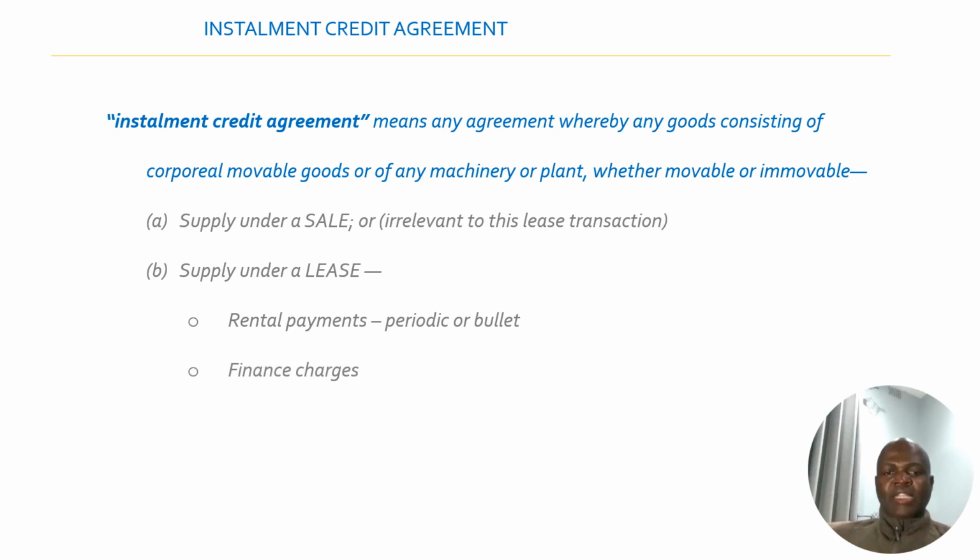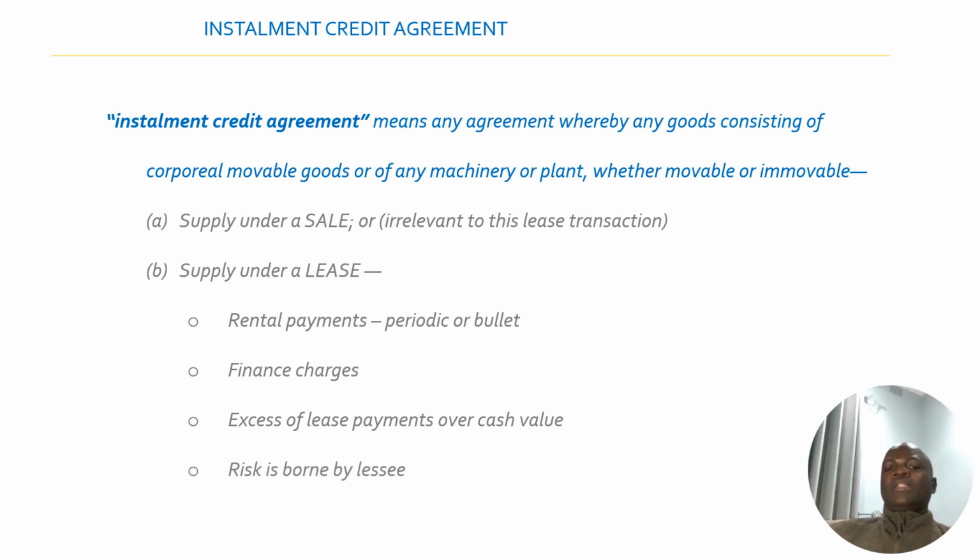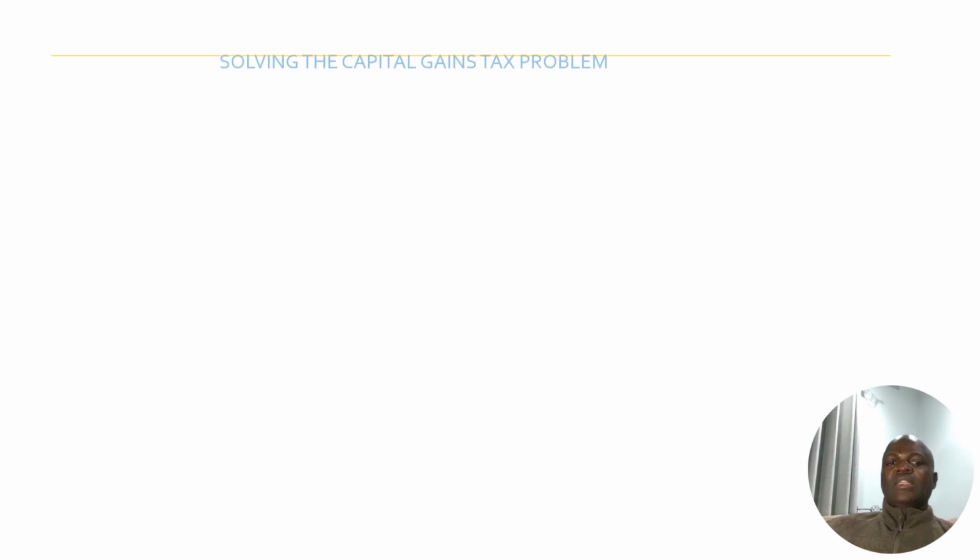One, there's got to be rental payments, which happen periodically or even at the end in a bullet payment. There's got to be a finance charge, whether it's spread or paid once in that bullet. There's got to be the cash price: the total of the lease payments at the end of the lease must exceed the cash value. And the risk is now borne by the lessee. If something goes wrong with the asset, even the insurance, it's with the lessee during the life of that lease.